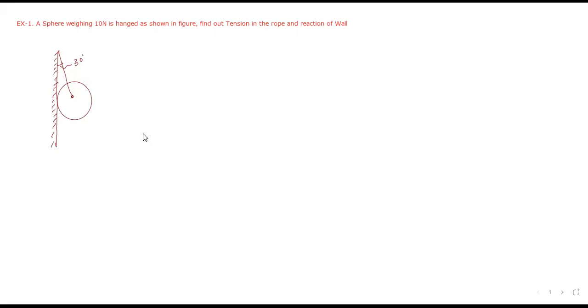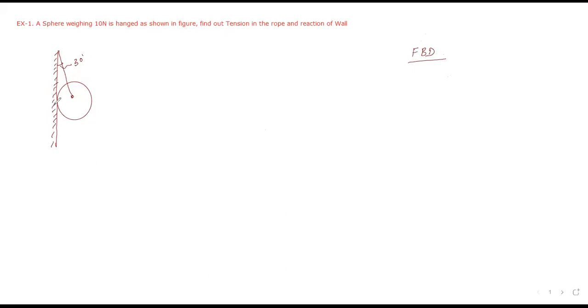Now for that there is one concept, that is a free body diagram. Free body diagram is nothing but a representation of the internal and external forces acting on a body or on a point. Is it okay? What is a free body diagram? Internal as well as external forces acting on a body or at a point.